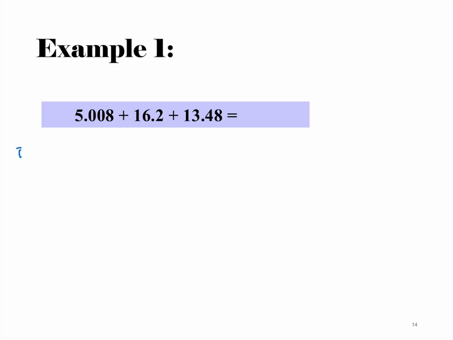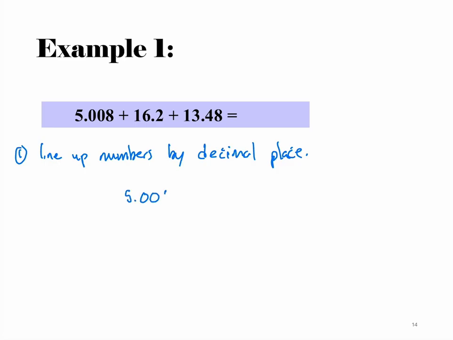So again, the first step is line up numbers by the decimal place. And if you're confused on what I mean by that, don't hesitate to ask. It's just that you want the decimal place to be in the same spot when you line up the numbers. That way it gives you a good visual cue for how precise each number is. They're all lined up. Since we're adding, it doesn't matter what order we add in. 5.08, 16.2, 13.48. We add those all up.